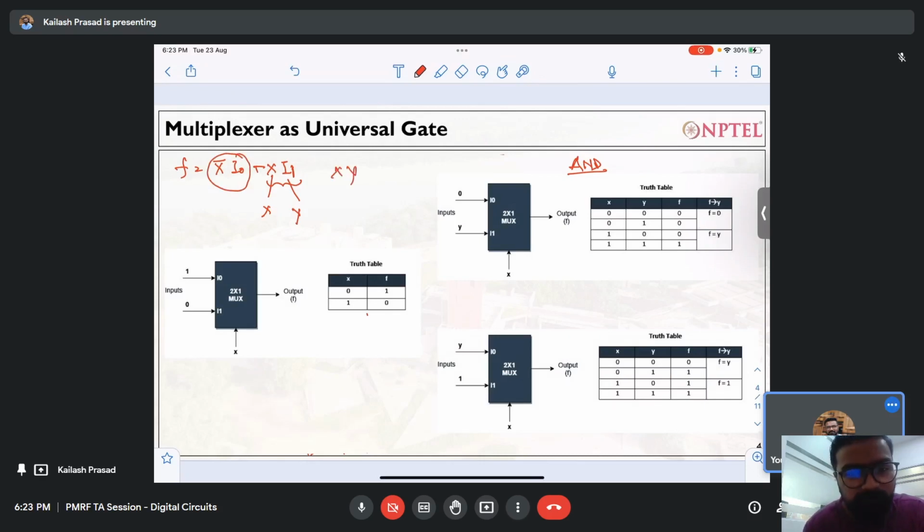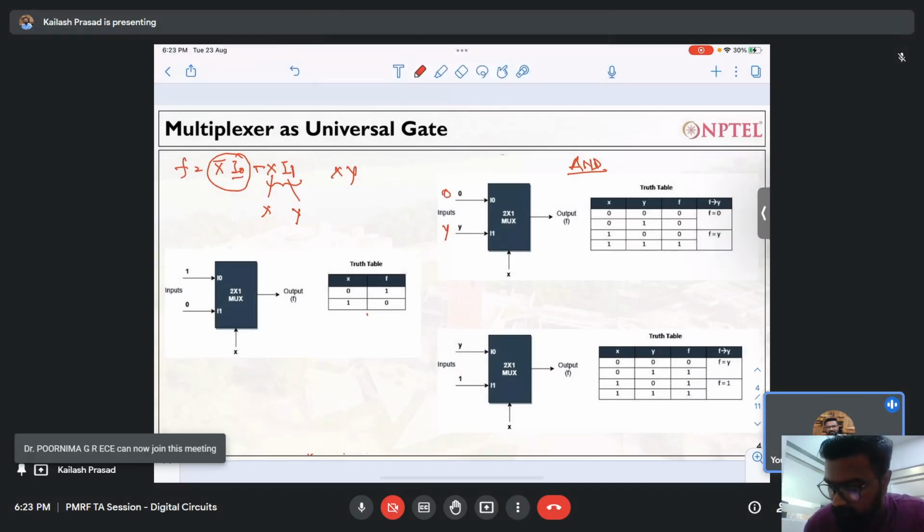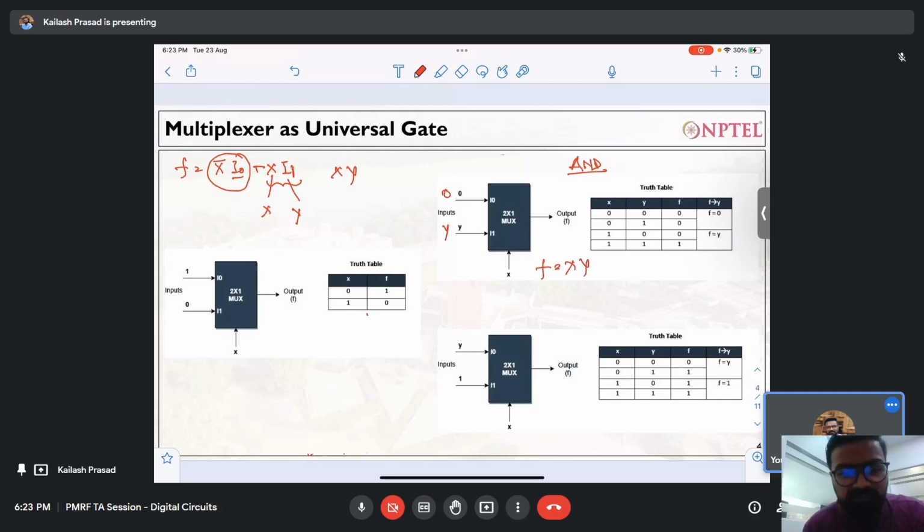That's very simple, right? I know that for I1 I have to put Y, so I put Y here. And how to remove this term? I cannot change x, but I can write I0 as 0. So I put I0 as 0, and this will behave as an AND gate. Very simple, right? So f equals xy. Is that clear, students? Is that clear?